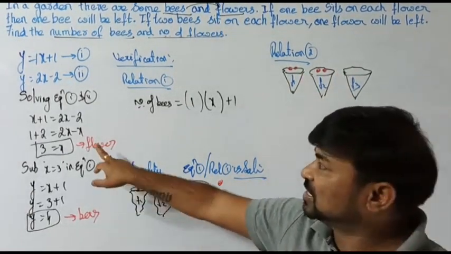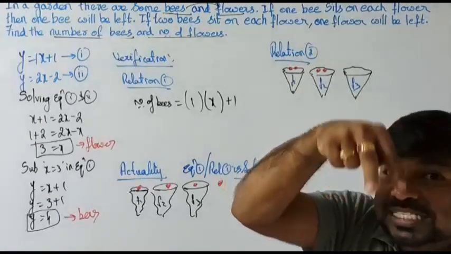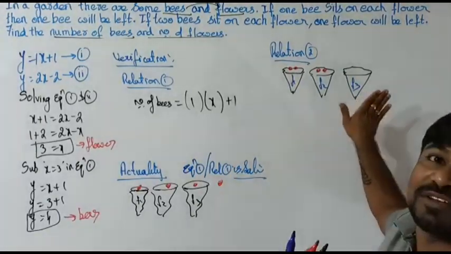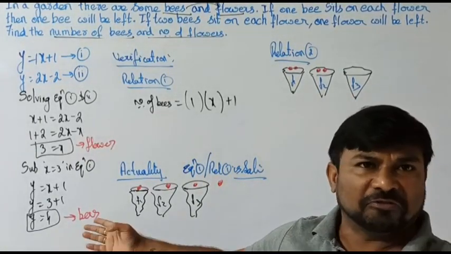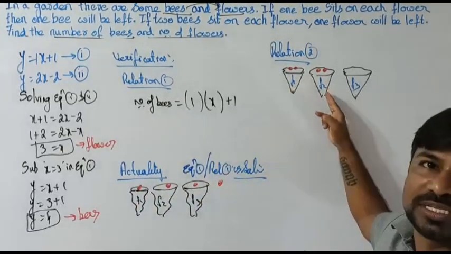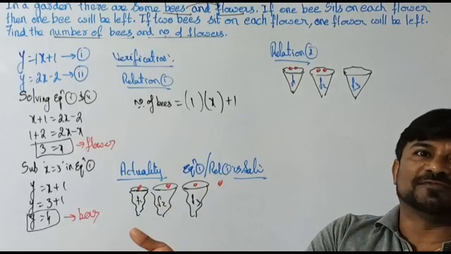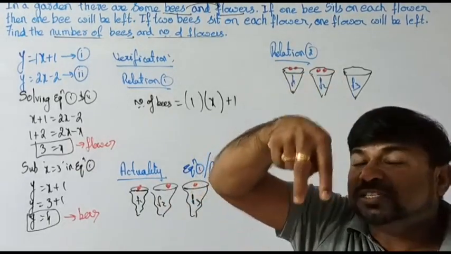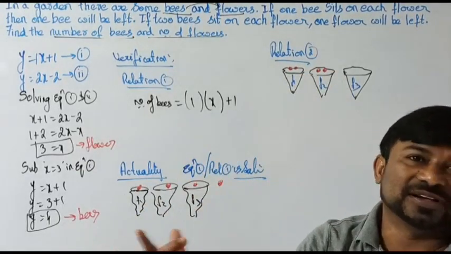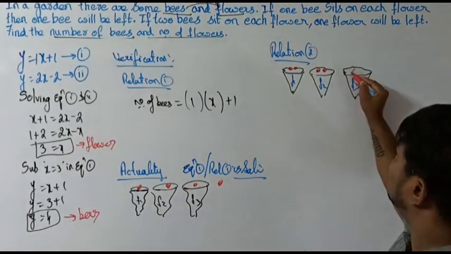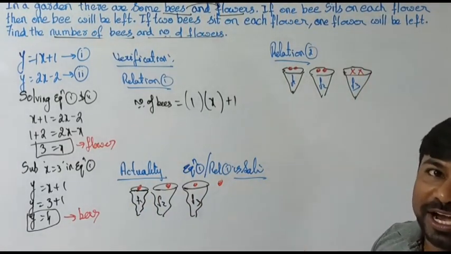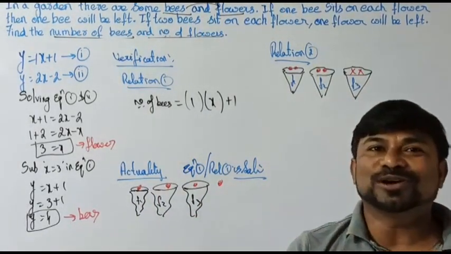But now according to the second relation, if 2 are sitting on each flower, 1 flower is left. So how many bees are there? 4. 2 are sitting here and 2 are sitting here. Is a flower left over? Yes. But we didn't take 1 flower left over. We said the place for 2 bees is left over. Yes, a place for 2 bees is left. So equation 2 is also verified.